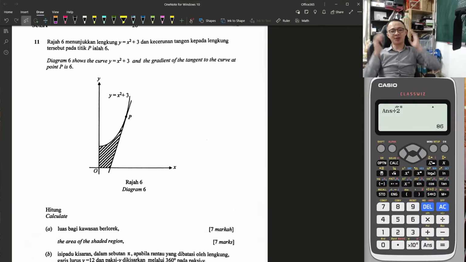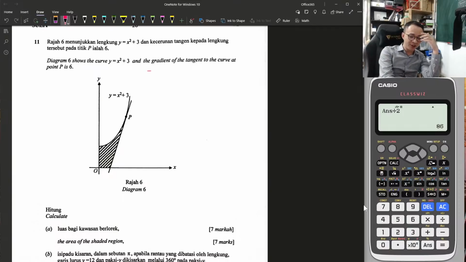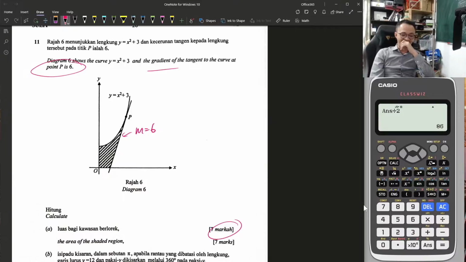Okay, then we go to question 11. Alright, so integration. In this diagram, we have a curve y equals x squared plus 3, and then we have an equation of tangent. The gradient of the tangent is 6. So the gradient is equal to 6 for the straight line. Find the area of the shaded region, 7 marks. Wow, it's very kind.